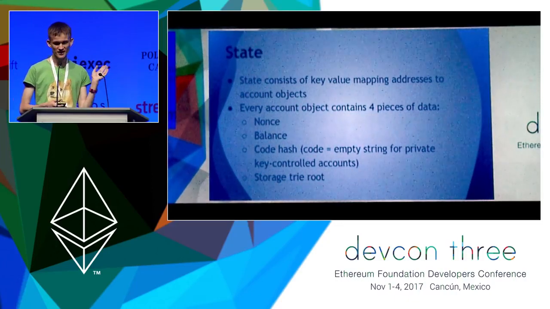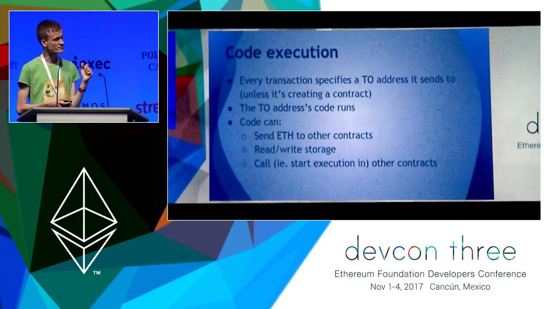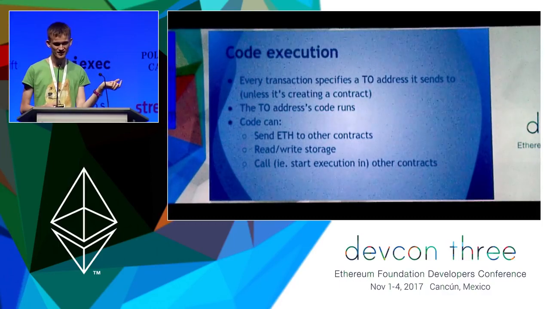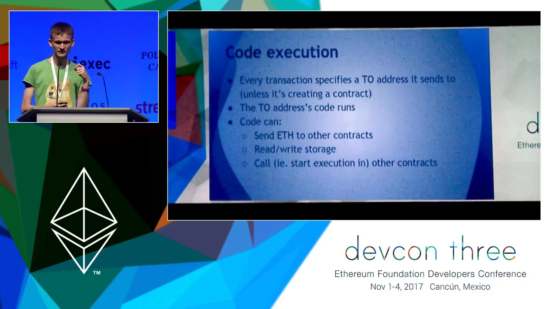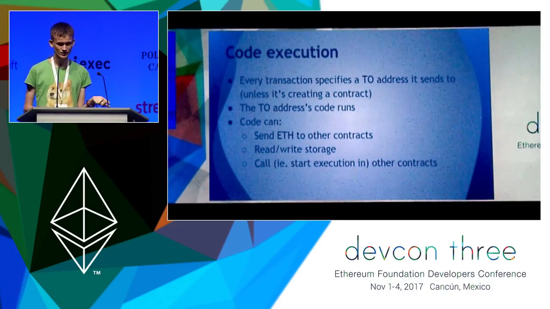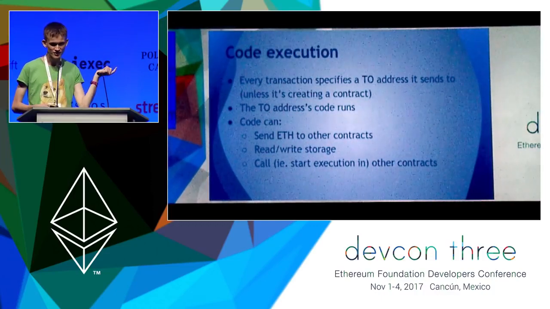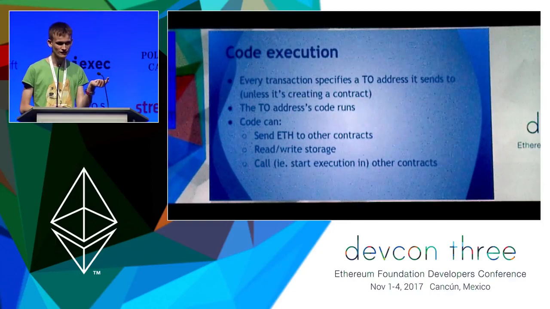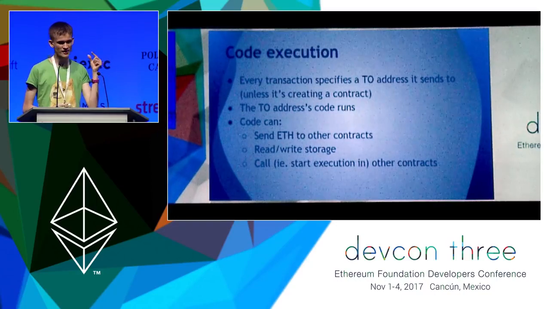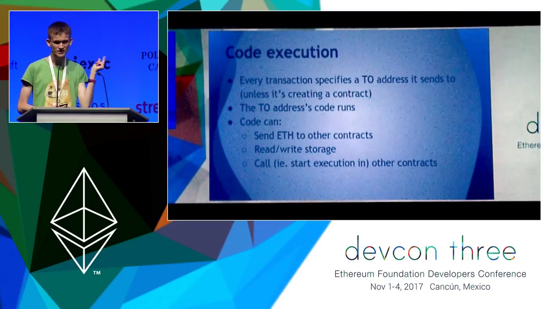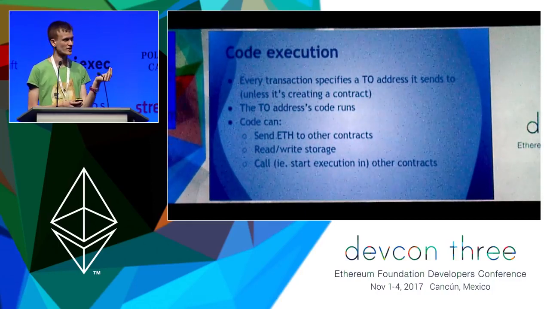Now, code execution. Every transaction specifies a to address, basically the destination or the target of that transaction. If the target of a transaction is just a regular account, or really in any case, and that transaction contains Ether, then that transaction also is a transfer from one account to another account. If the target of the transaction has code, so if the target is a contract, then the code of the target address executes.